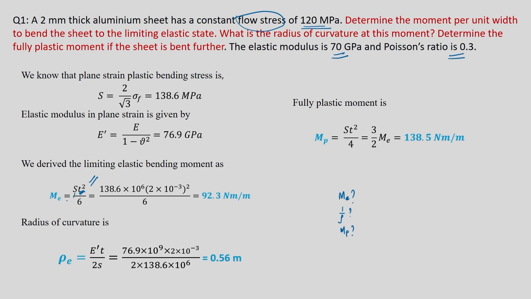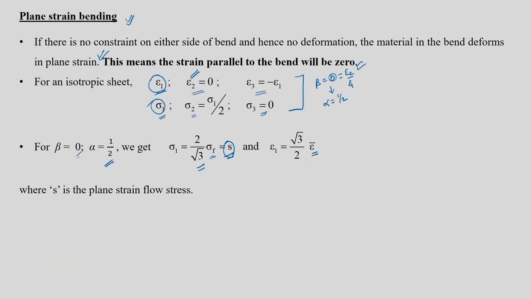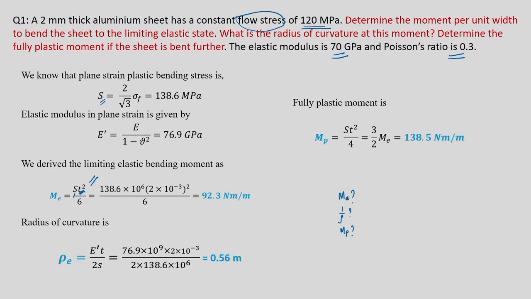S is nothing but the plane strain flow stress, for which you already got a relationship. S is equal to 2 by square root of 3 into sigma f, which we have seen in the second section. The sigma f is actually given; when you say simply flow stress, we can take it as sigma f. So 2 by square root of 3 into 120, if you calculate it, gives about 138.6 megapascal. So S has been found out.